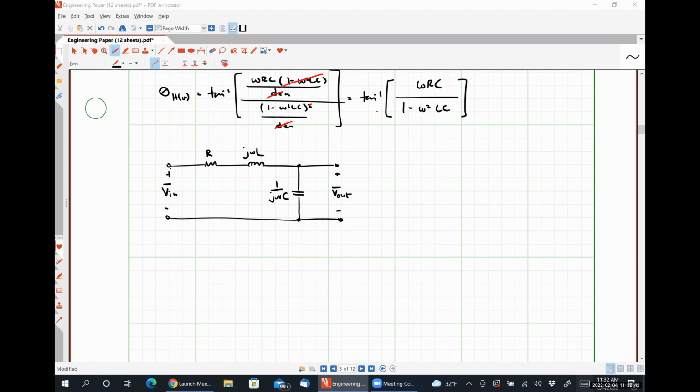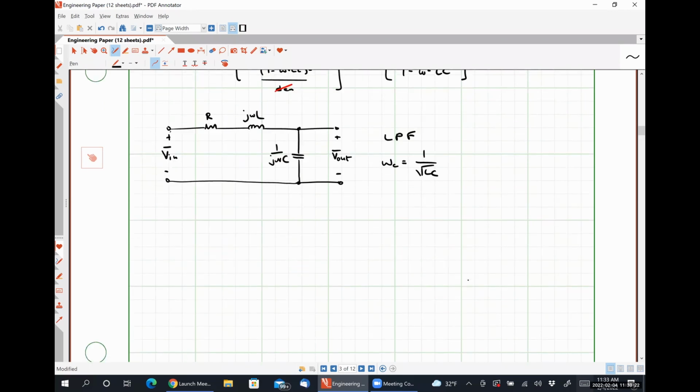So that means that all of Vin gets passed to Vout. At very high frequencies, the impedance of the capacitor looks like a short circuit, which means Vout is effectively 0. So this is obviously then a low pass filter because it sends all of the low frequency signals through and attenuates all of the high frequency signals. So this is a low pass filter where our corner frequency omega C is going to be 1 over the square root of LC. And I'm going to make you guys give me the transfer function and all that kind of good stuff in a homework problem.